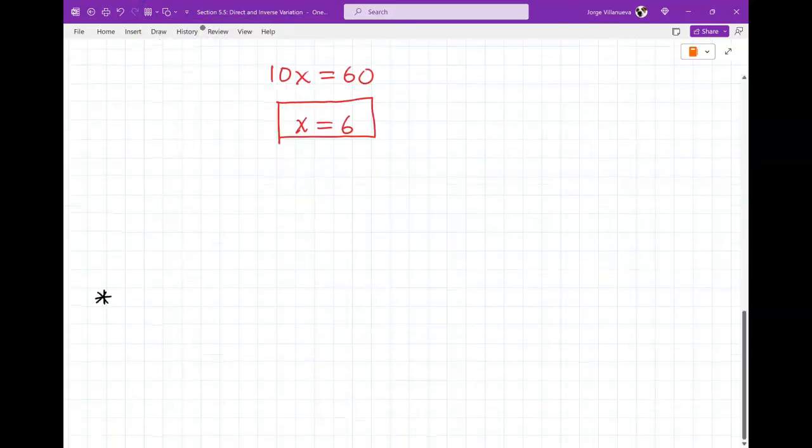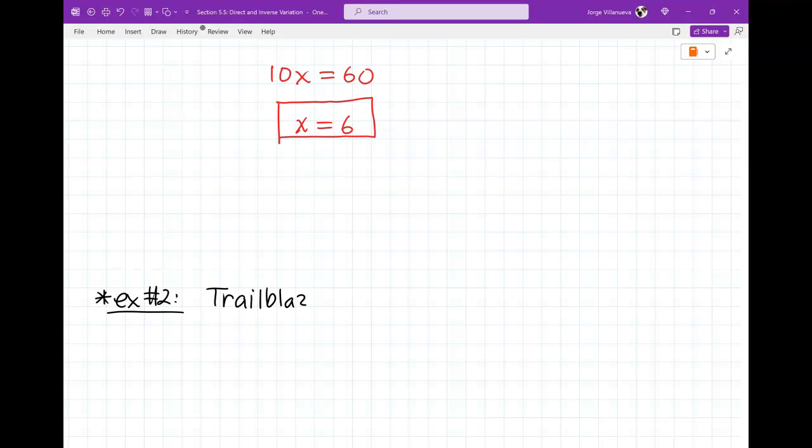All right, so this is going to be example number 2. They are all going to be word problems. So Trailblazers Incorporated is known for making high quality suits.